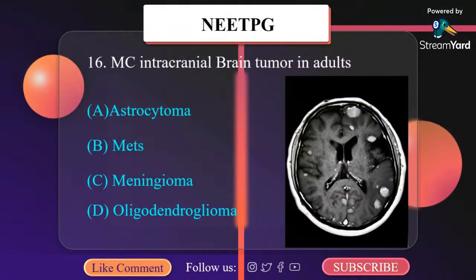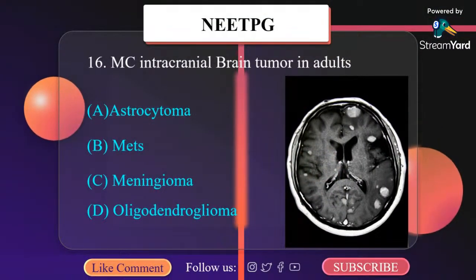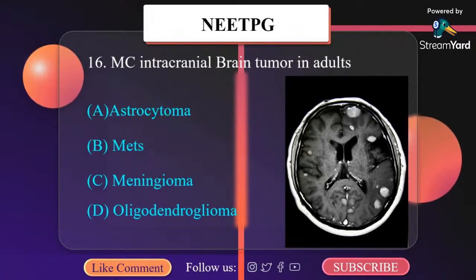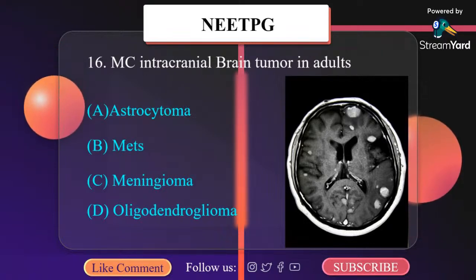Most common intracranial brain tumor in adults is A. Astrocytoma, B. Metastasis, C. Meningioma, D. Oligodendroglioma. It is metastasis. So the correct answer here is B.